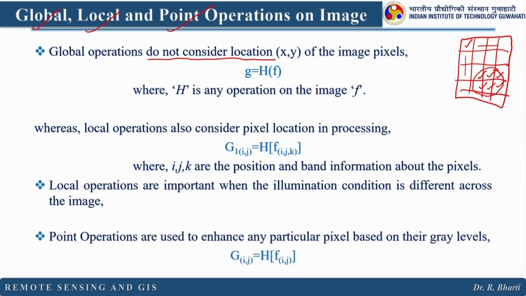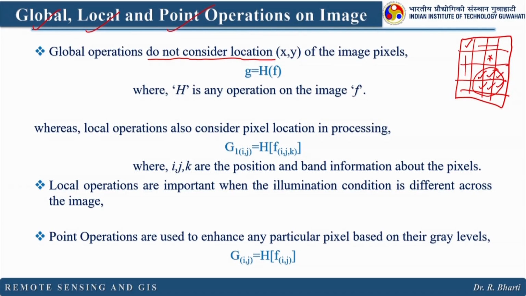In point operation, basically it is used to enhance any particular pixel based on their gray levels. So you can find out those pixels which have a particular gray number or digital number and then process them. Or if you want to identify a particular pixel and then run an algorithm, that is possible only with point operation.